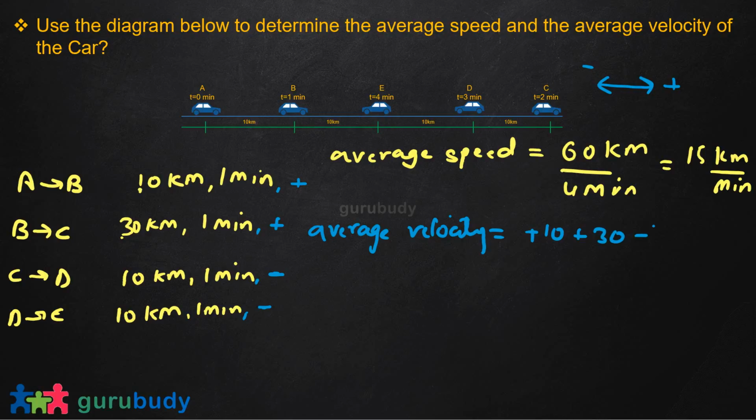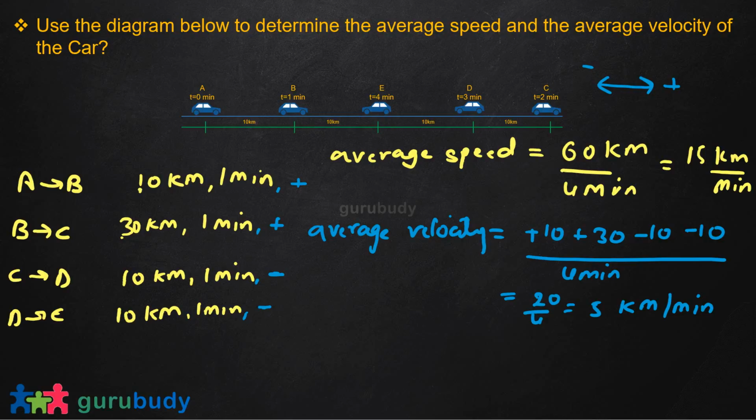C to D is minus 10, and then D to A is minus 10. And this is because of the direction, right? And total time was 4 minutes, right? So average velocity is about what? Average velocity is basically 20 by 4, which is about 5 kilometer per minute.